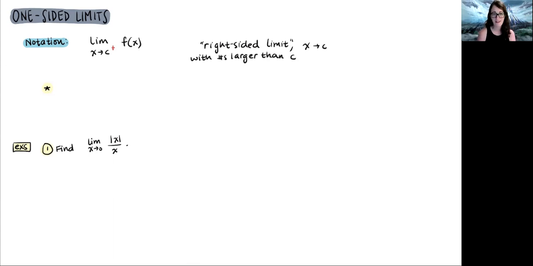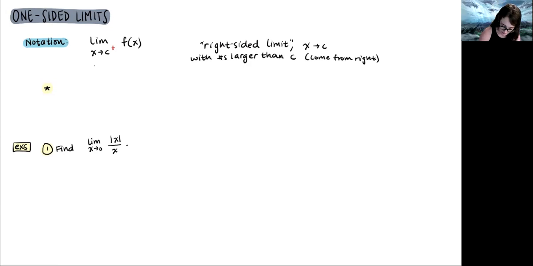And it's a little bit confusing because graphically, what's going to happen is that we're going to be coming from the right, but we're going to be moving towards the left. So we have to get some practice with which one is which. A right-sided limit comes from the right-hand side approaching c.